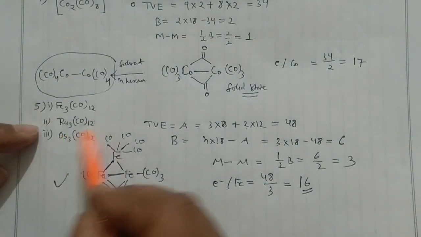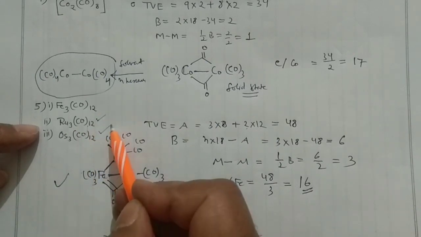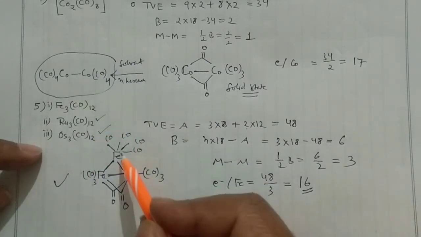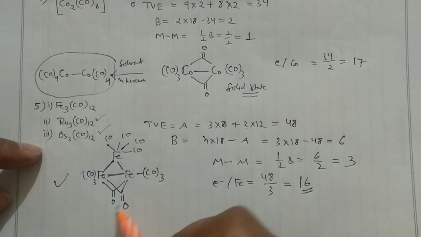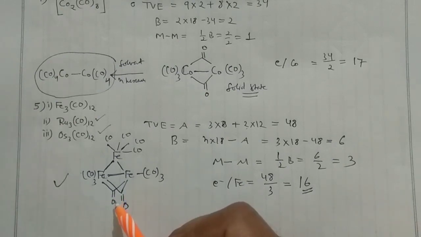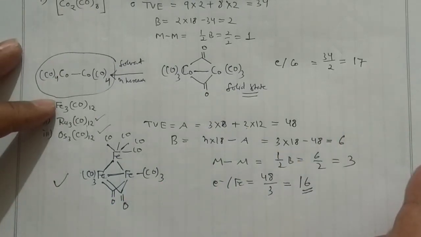Okay guys, if you solve the problem for the ruthenium and the osmium complex, you will find the same result, but you won't have this bridge here, because due to the poor overlap, there would be no bonding.